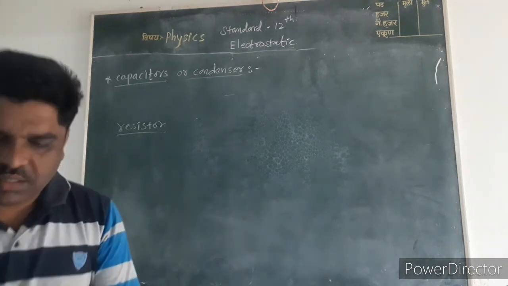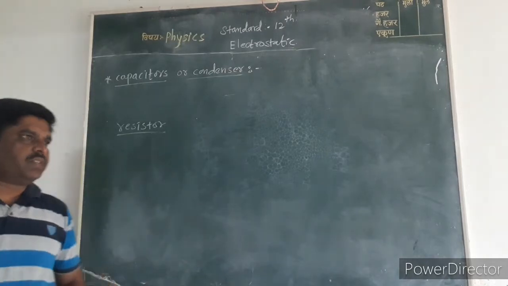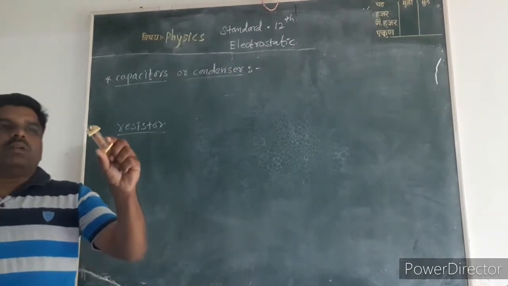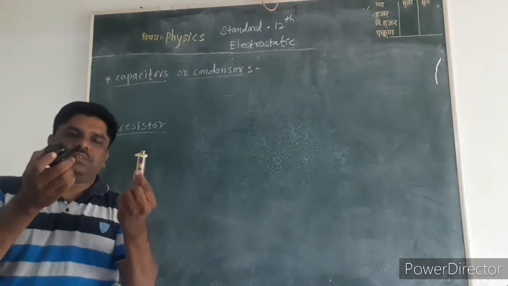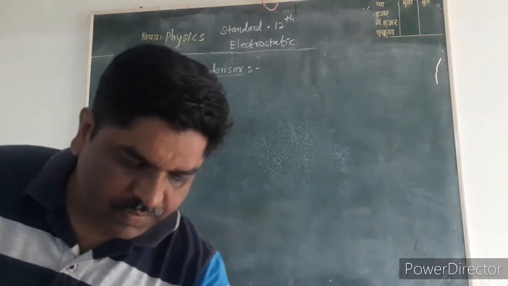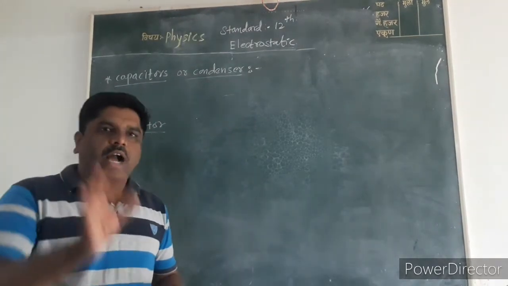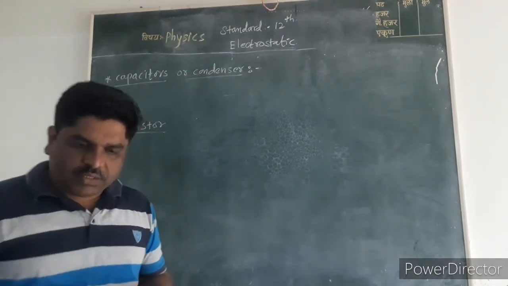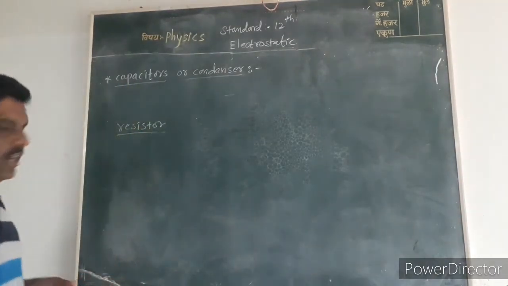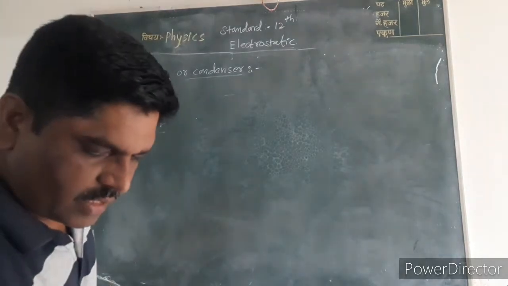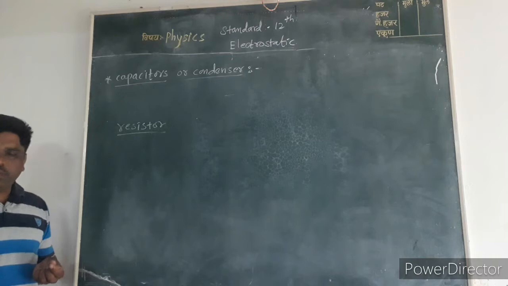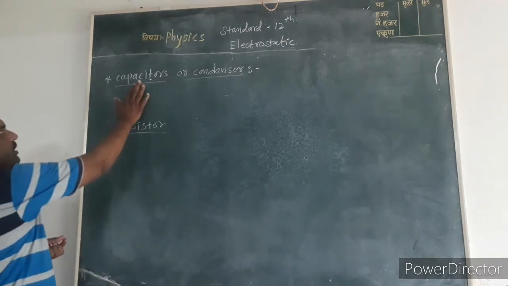The resistors are of two types. First, the wire wound resistor, and second type is the carbon resistor. But wire wound resistor and carbon resistor do not store energy. Then we discuss the capacitor.